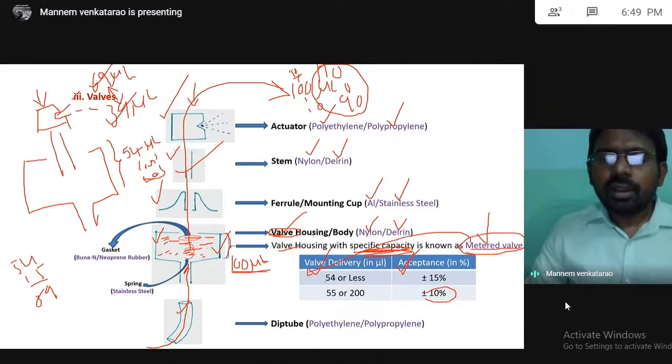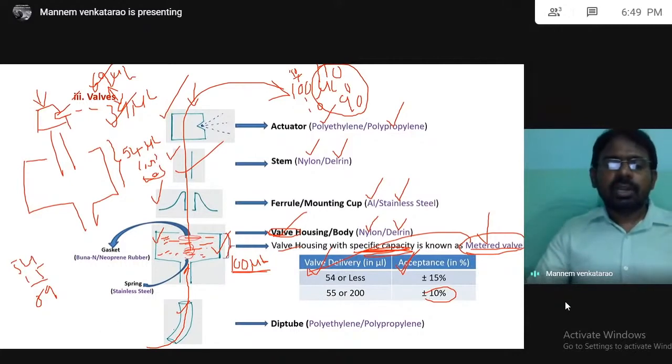If the valve housing has a capacity of 54 or less, then the variation accepted is plus or minus 15%. If the valve housing is marked as 55 or 200, the variation accepted is plus or minus 10%. Next one is the dip tube. The dip tube is made up of polyethylene or polypropylene.